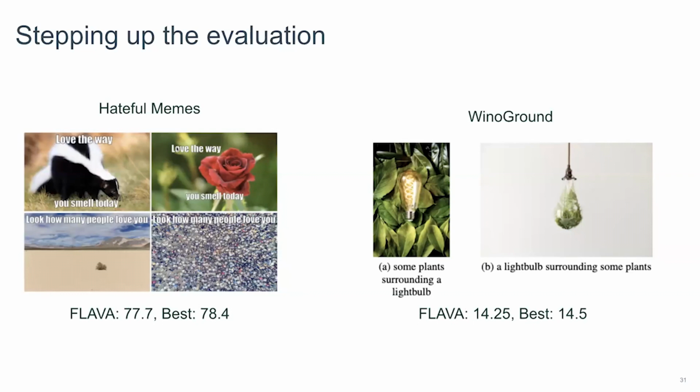When it came out, most of the models were doing at random. As of now, the best model, with a lot of hyperparameter tweaks and a lot of external knowledge, is doing 78.4 ROC AUC, and FLAVA is doing 77.7. But the human accuracy is around 84. So there's still a way to go, but it does test whether these models can understand hate speech or not.